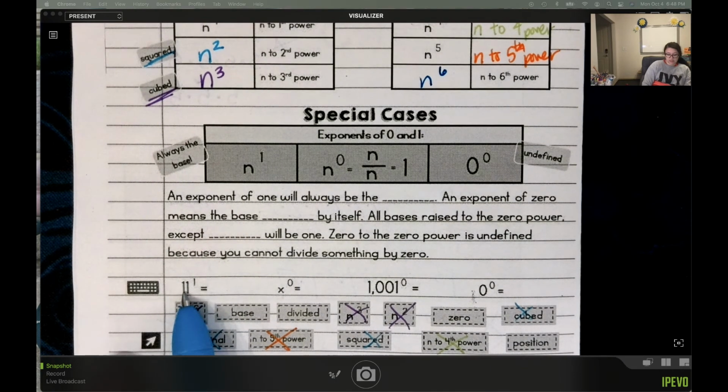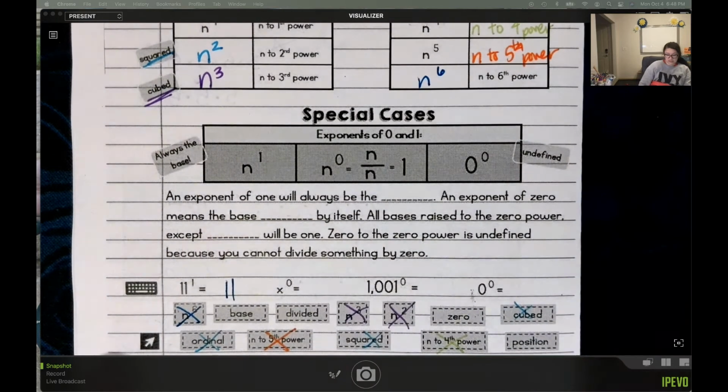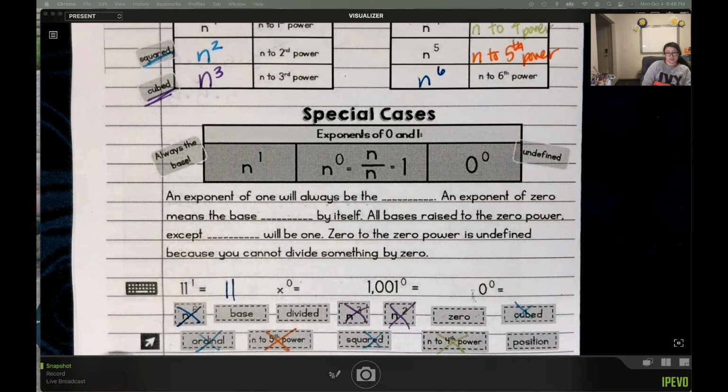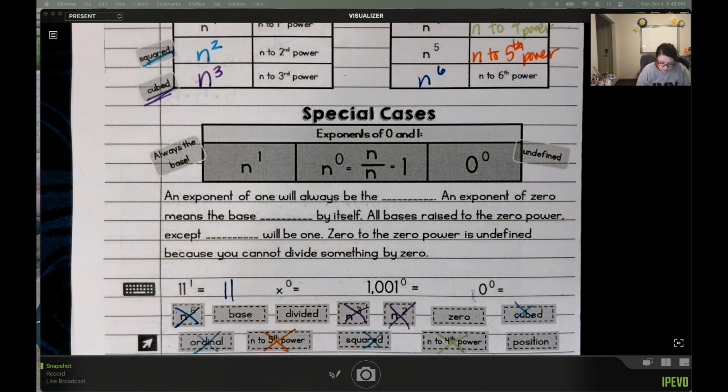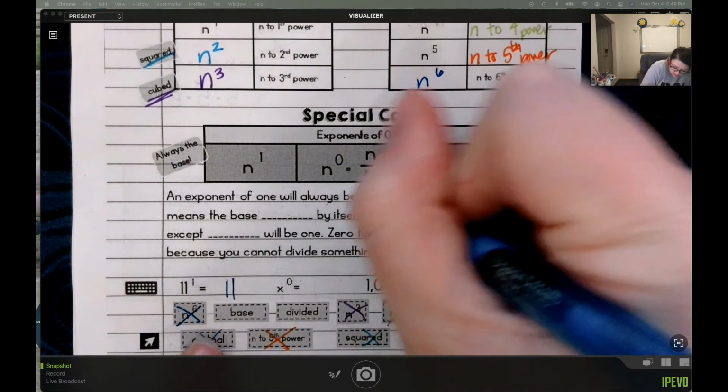So for example, down here, we have 11 to the first power. That's going to be equal to 11. It's equal to our base. There's only one 11. I'm not multiplying it times anything. I just have one of them. Like it says here again, the exponent of 1 will always be the base.